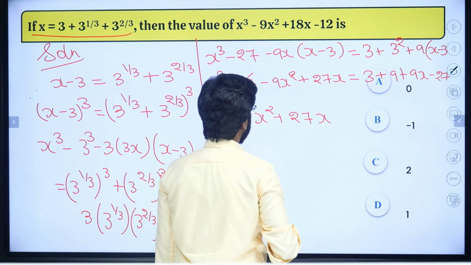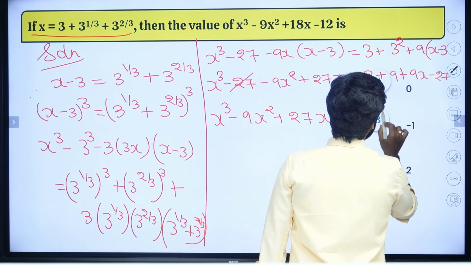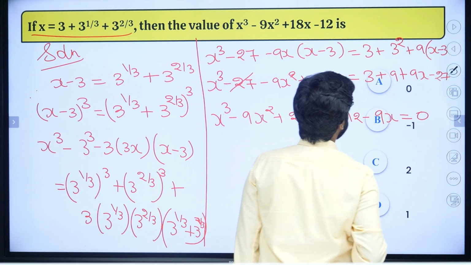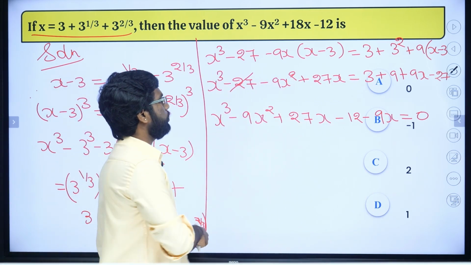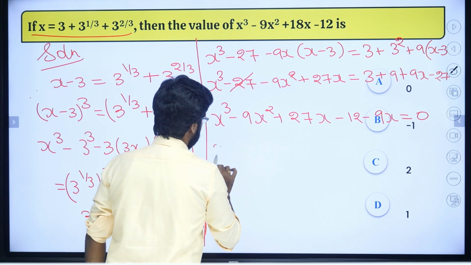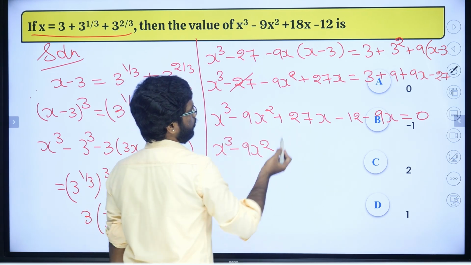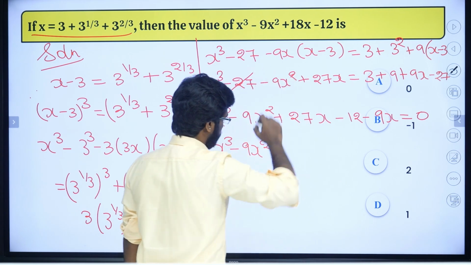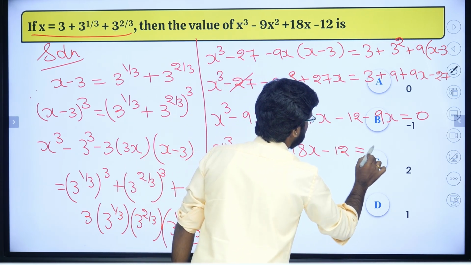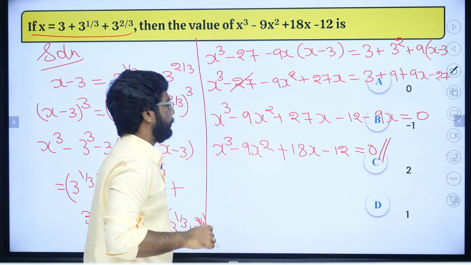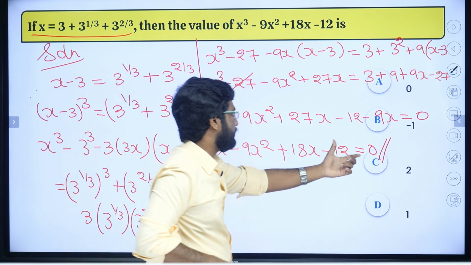9 plus 3, it's 12, my dear students. So minus 12 minus 9x equals 0. Now we have to again solve this. x cube minus 9x square. So 27x minus 9x, which is going to be 18x, minus 12 equals 0. So we got the same equation, my dear students, and the answer is 0.